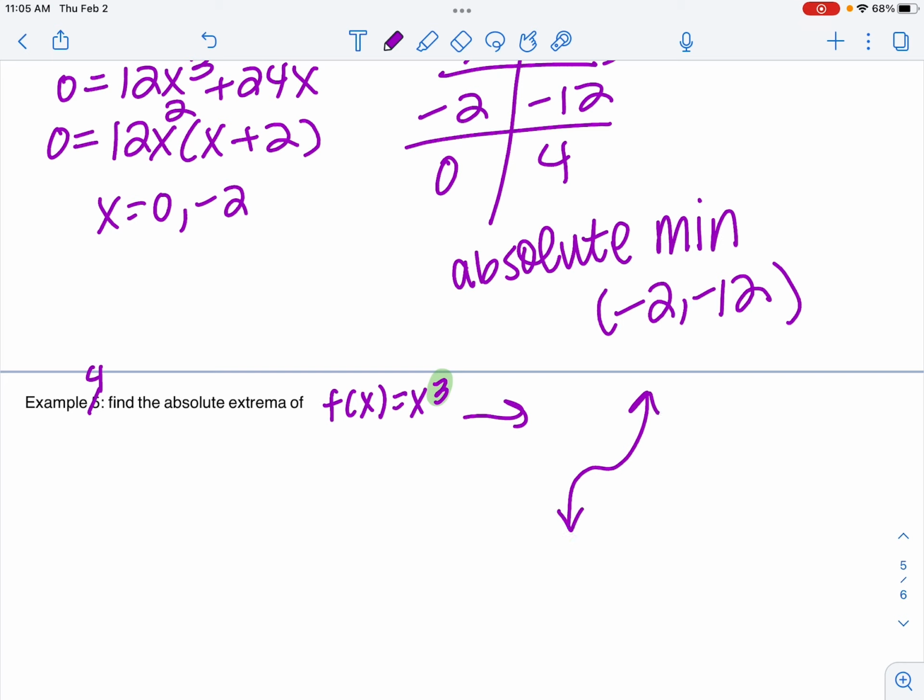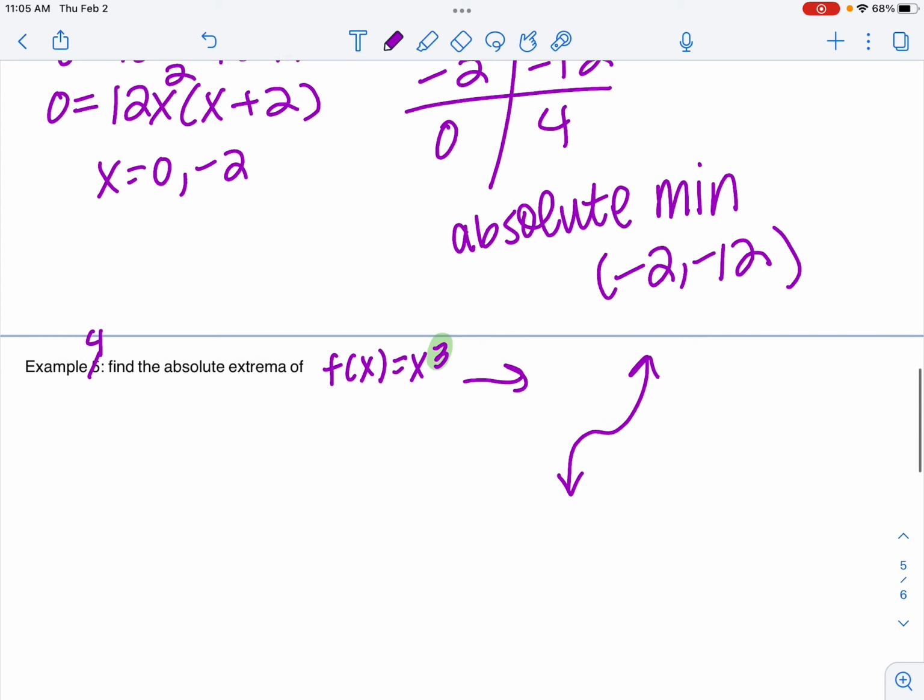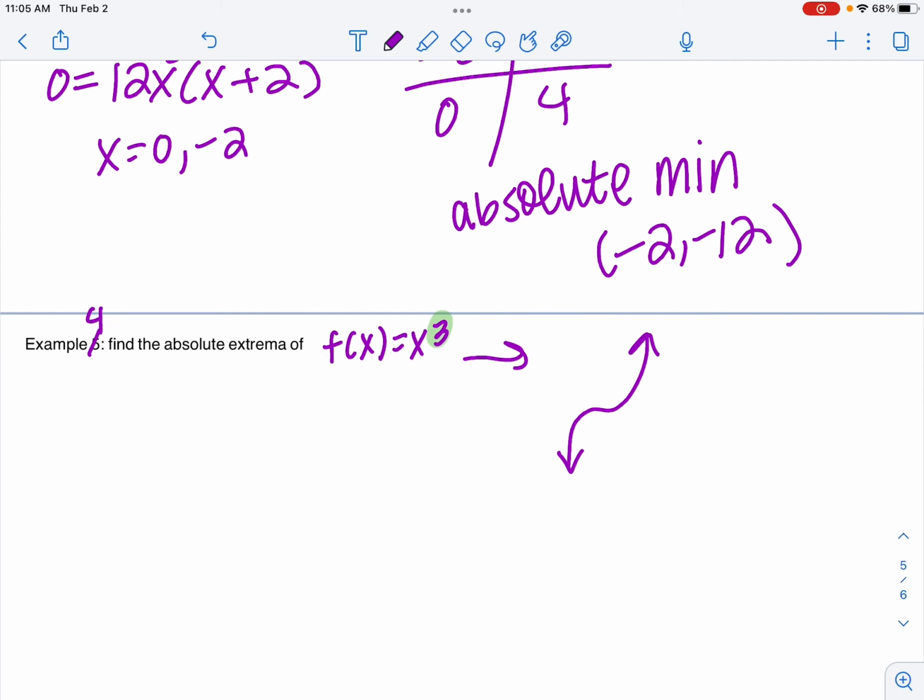If you notice, it will always go to infinity forever, and it will always go to negative infinity forever, and so because of that, there will never be one highest point or one lowest point. So this is an example of a function that has no absolute extrema. And that is it.